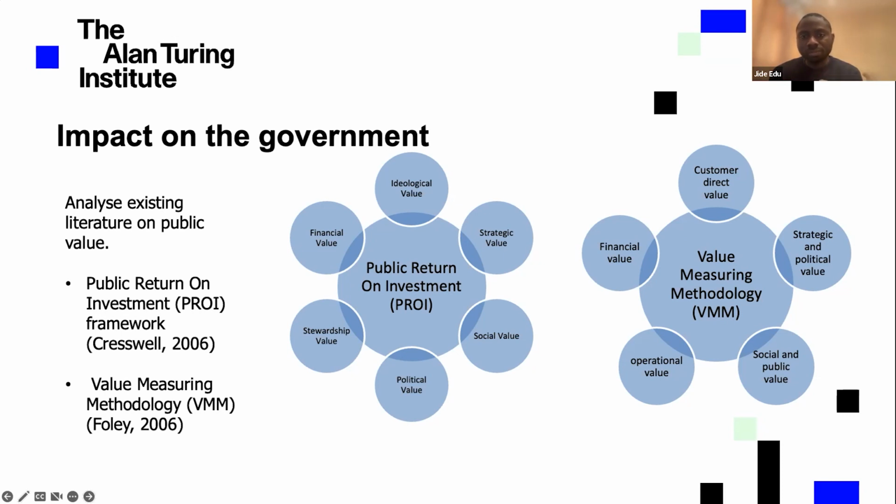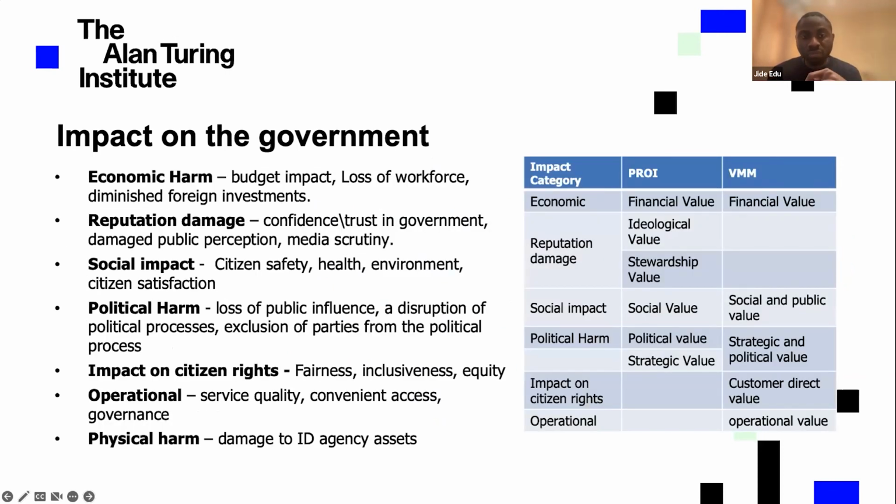Also, we look at the value measurement methodology framework, which identifies 5 key government values in IT investment. That is the direct value to customers, the social values, the financial values, the operational values, and the strategic values. By understanding the different values government has in IT investment, we were able to better come up with how to quantify the impacts to these values. And as you can see on the screen, we tried to map the public return on investment value and the value measurement methodologies, and have our own impact categories on ways we could better identify a compromise to all these different values. So we have economic impact. We tend to see how a compromise will affect government budget or foreign investment, or maybe fines and other financial impacts. And also we have reputational damage, how a compromise will affect trust in government or damage public perceptions.